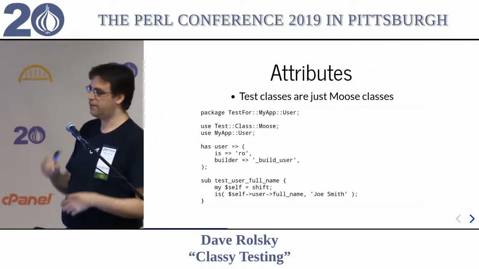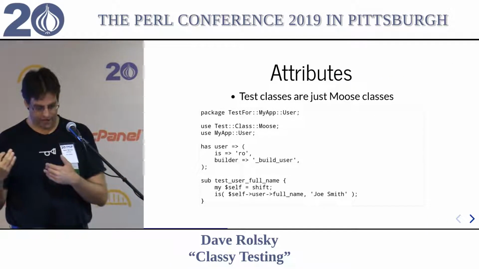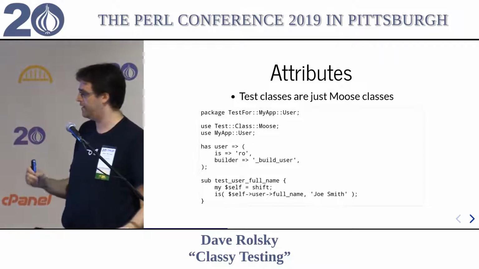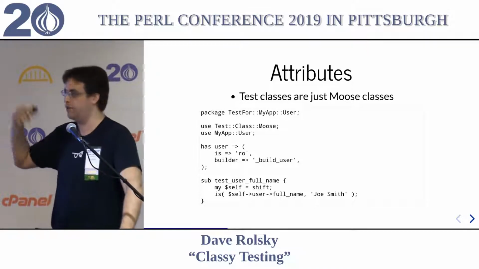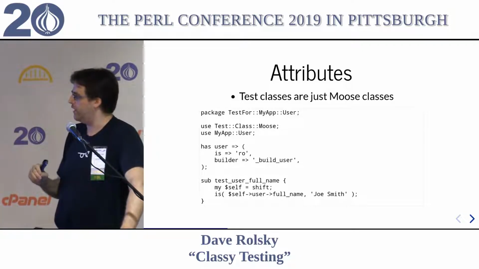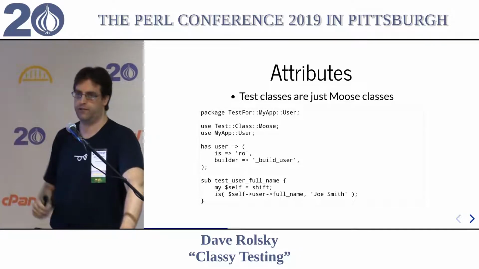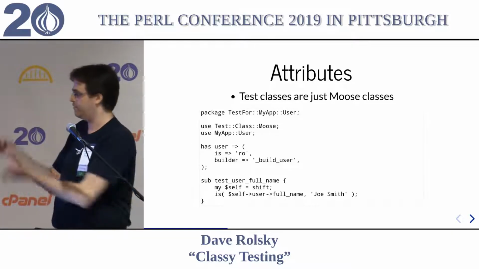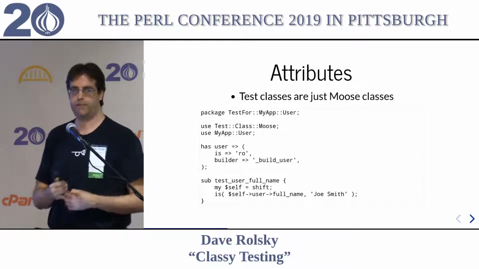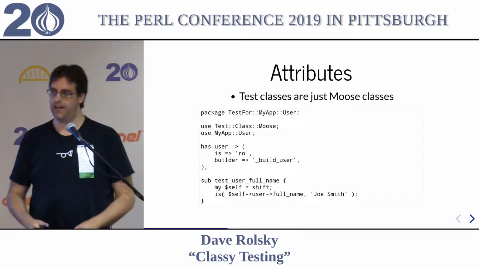So test classes, they're Moose classes, so you can have attributes. And then we have, again, a test method, test user full name. We can access that attribute that we've just declared. So we can say self user because we've declared the user attribute. I didn't show the builder, but the assumption is that this returns some sort of user object. And that's how you can test it.